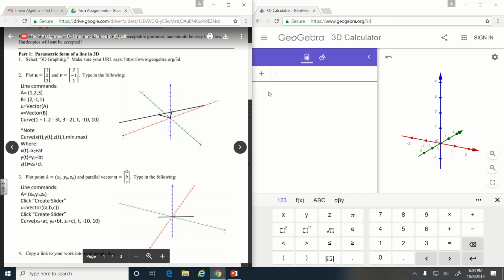All right, so you're going to start off pretty much where you left off last time in that Google Doc. There's a section for Tech Assignment B. That's where the links to this are going to go. But the line commands are what they are. If you can copy and paste it and put it in, by all means, go for it.